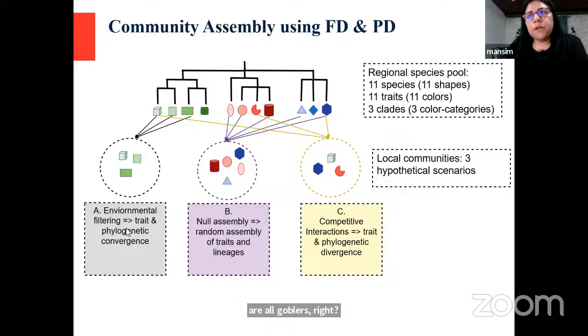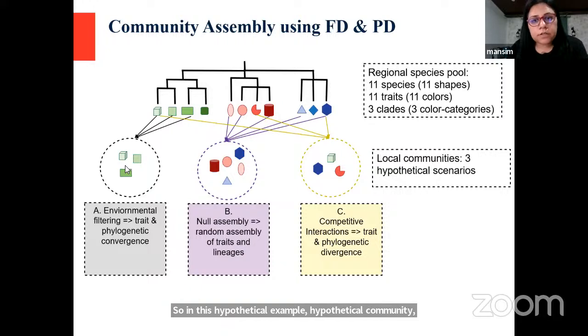Now, if your environmental filtering is dominant, it will select for similar phylogenies and similar traits. So in this hypothetical community, you will have a community which is all very similar in their trait structure, functional structure, as well as closely related. When competitive interactions dominate, or interspecific competition dominates, you will have divergence, which means they will come from actually very distinct groups or clades, so that the competition between them is minimized.